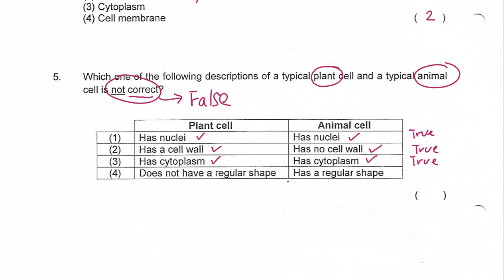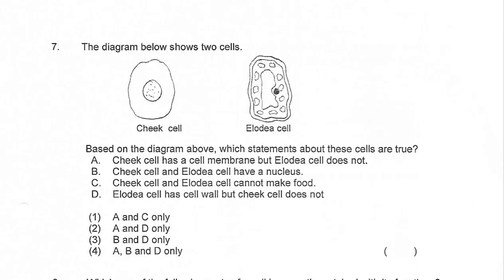Plant cell does not have a regular shape, or we take it as a rectangular shape, whereas animal cell has a regular shape. In fact, it is the opposite, right? So this statement must be false. So the answer must be number 4. Let's go on. Question number 7.